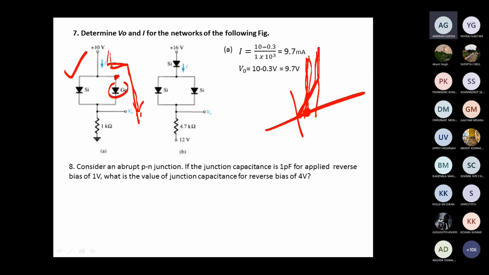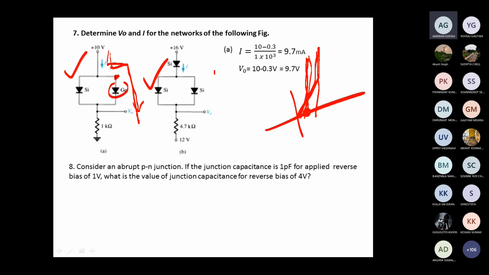Sir, can they also be in series, germanium and silicon? Yeah, a lot of problems you can do on this. When they are in series, consider their voltages separately. I will do some numericals. I will upload them. You can solve at home. Okay. Yes, sir.